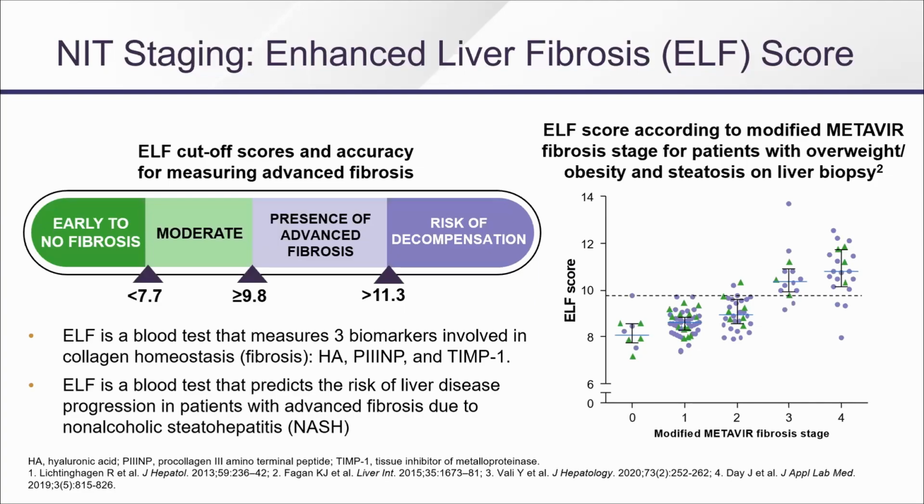This is independent, and it includes totally different biomarkers. So if your patient, for example, has a high AST and ALT, that may give you a falsely elevated FIB4, as it will in older people. This just looks at collagen biomarkers, and you can see that it has a pretty linear relationship to fibrosis stage.